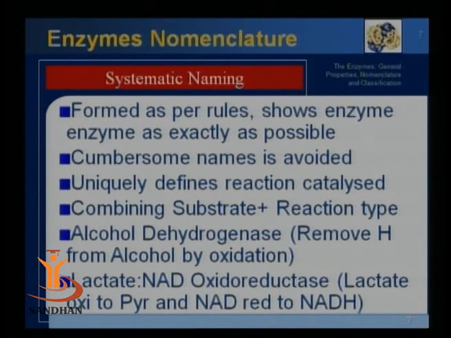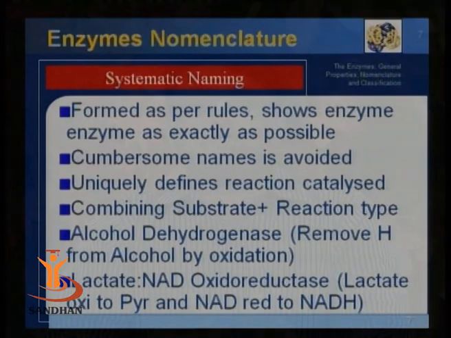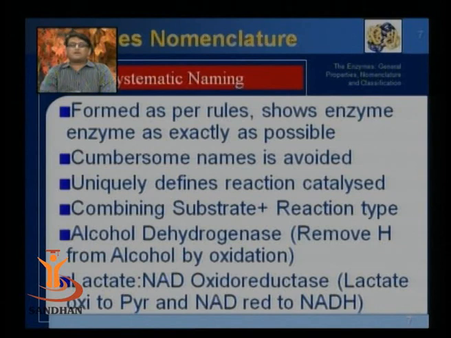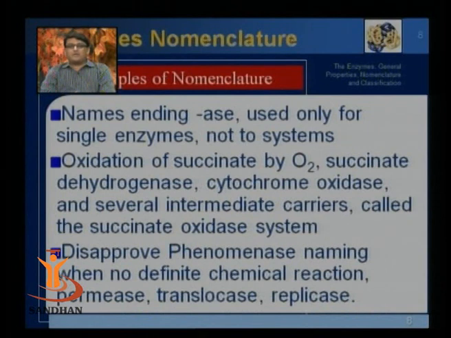Lactate NAD oxidoreductase is another example by which you can understand what it is doing. Lactate, that is lactic acid, is the substrate, and NAD oxidoreductase means oxidation, with NAD reducing to NADH. So this type of naming pattern was there. Now, the name ending ase is used only for a single enzyme, not for systems. When only one enzyme is involved, it is known as a single enzyme, and you just put the ase suffix after the name. But in the case of a system, we cannot do the same thing.